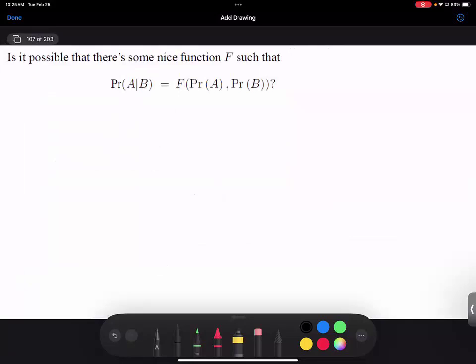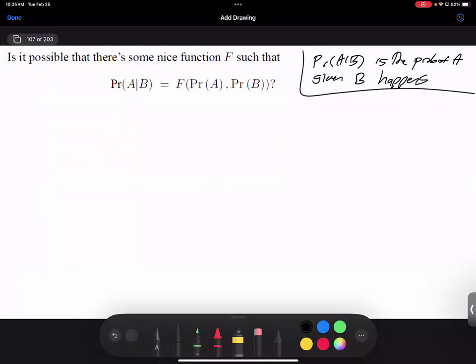So let's try to figure out if there's a nice simple formula for the probability of A given B. So this means probability A slash B is the probability of A given B happens. So we want to try to figure out is there a nice formula for the probability of A given B that depends only on the probability of A and the probability of B? It may be the case that there is no such formula.